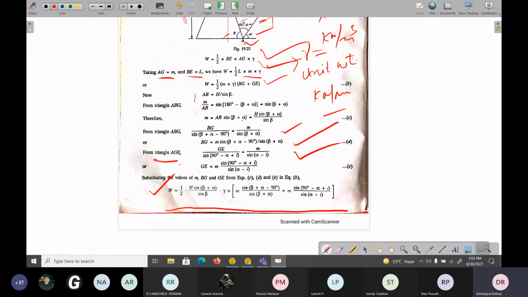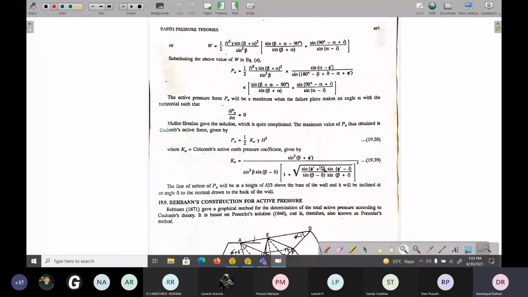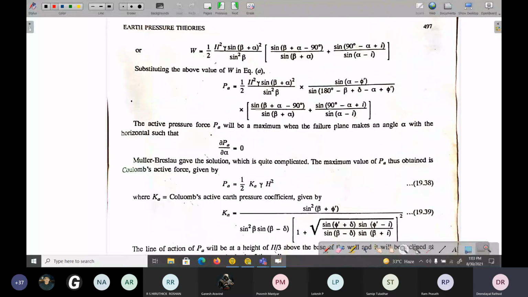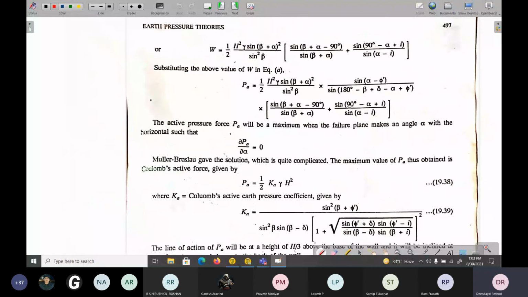By substituting the values of M, BG and AG from those equations, okay? So this is the weight we have to find out. So here now, this is our weight, right? So this W, you just take it and substitute there, where the unknown W was there. Then you will get this equation.